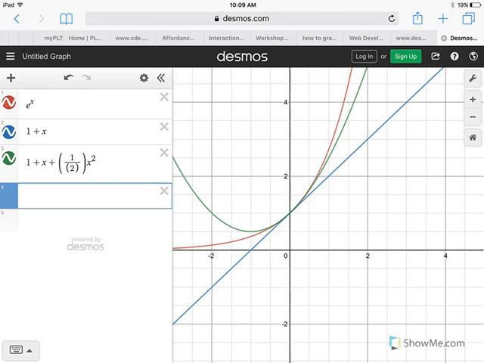Will a third degree polynomial approximation for f of x is equal to e to the x centered at x is equal to 0 be better than our second degree polynomial approximation for f of x is equal to e to the x centered at 0? We expect that to be the case. The question then becomes, how would we find it?